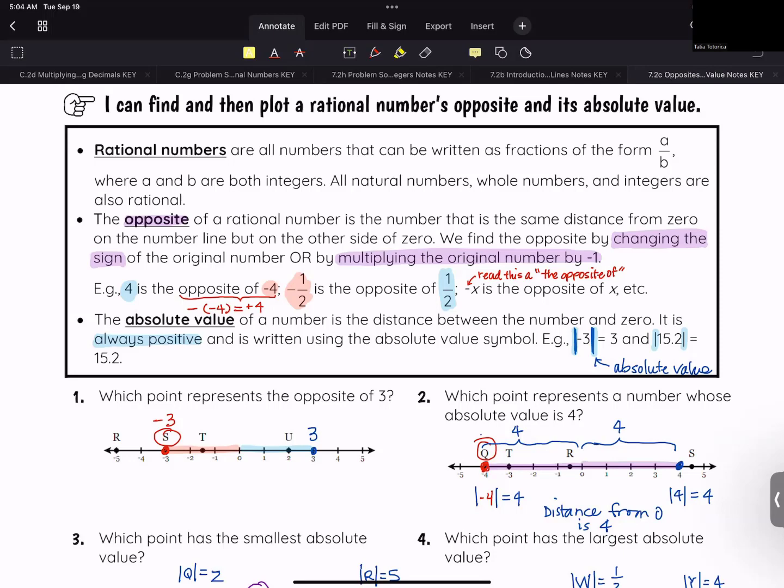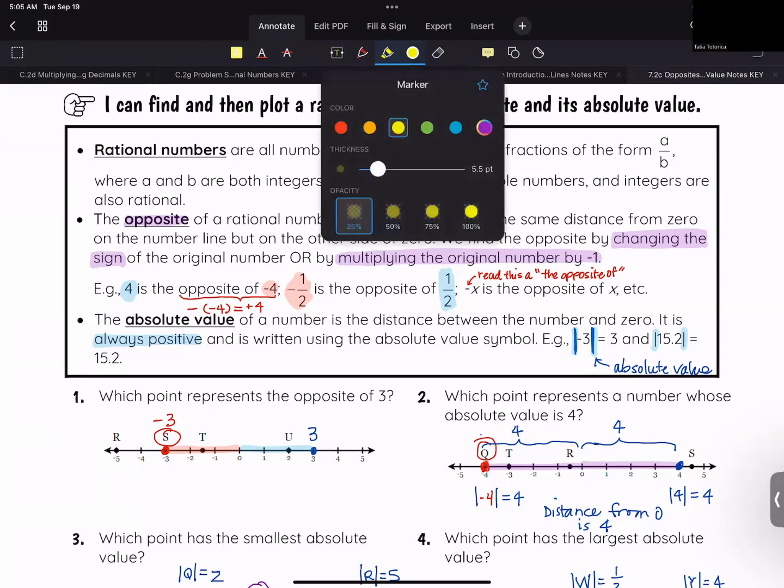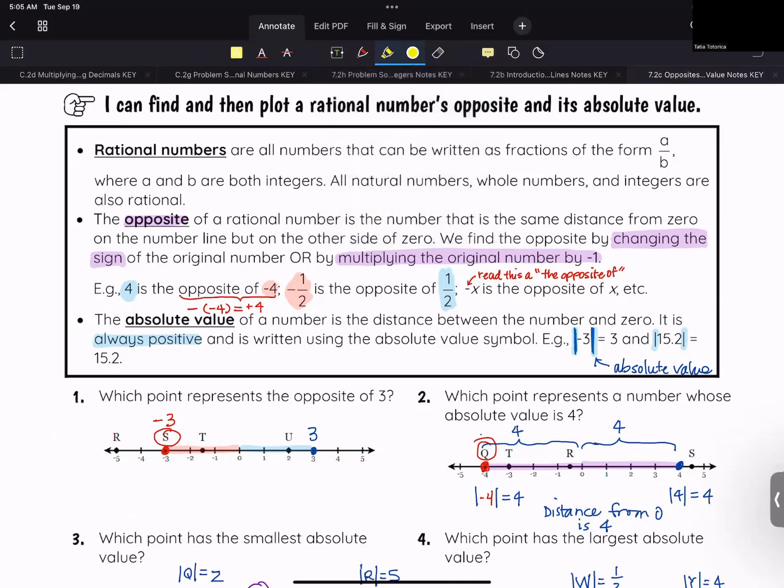The first is rational numbers. The root word of rational is ratio, and ratio is another way to say a fraction. So rational numbers are any number that can be written as a fraction of the form a over b, where a and b are the integers that we've been working with up to this point. So any counting number, any whole number, and any integer is going to also be a rational.